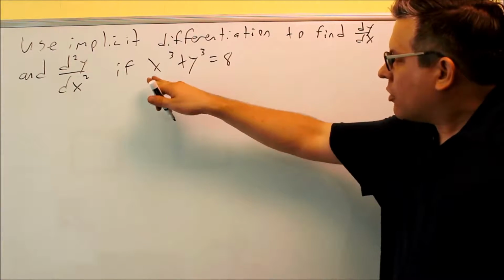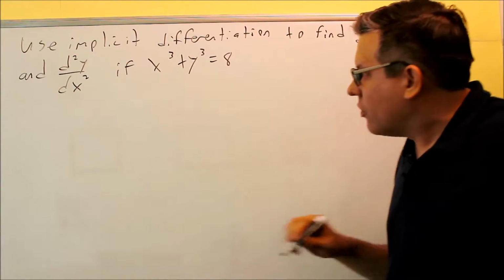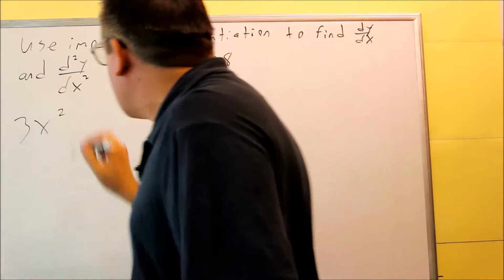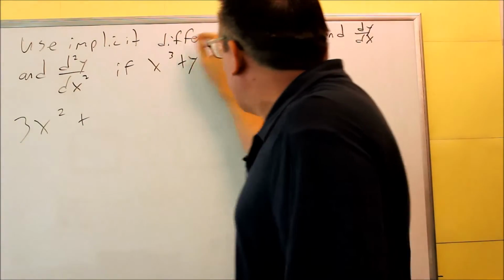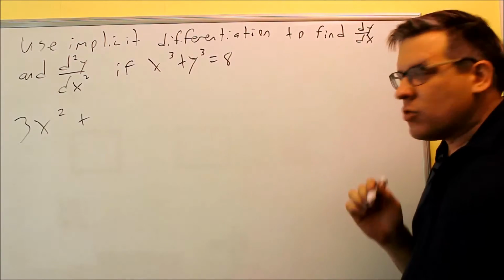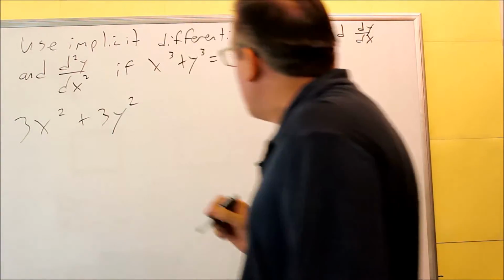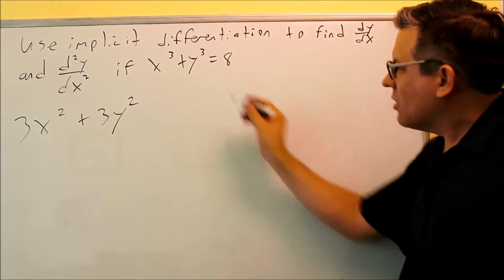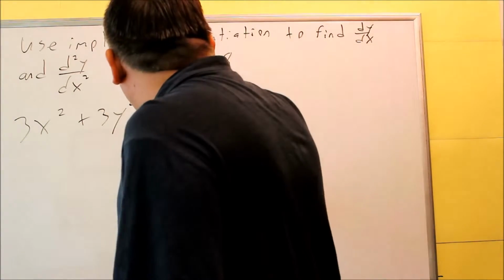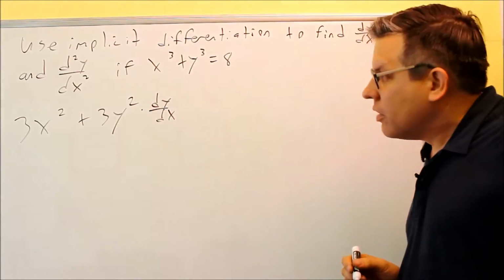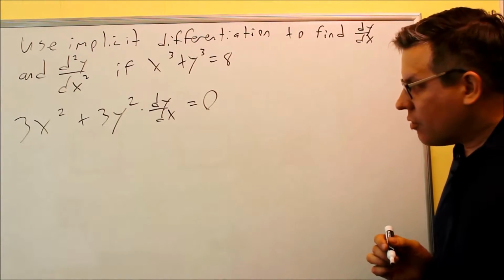Okay, so when we do that, we're going to do the derivative of each of these terms separately. Anything that has an x in it, we're going to do the normal derivative. 3 comes down, I have x cubed, subtract 1, so you get 3x squared. This one is going to require us to do a chain rule. So the 3 is going to come down, I have y, subtract 1 from the exponent, I get 3y squared. Don't forget about the chain rule. We've got to do a derivative of y, which is going to be dy/dx. So don't forget about that part. On the other side, the derivative of 8 is going to be 0.